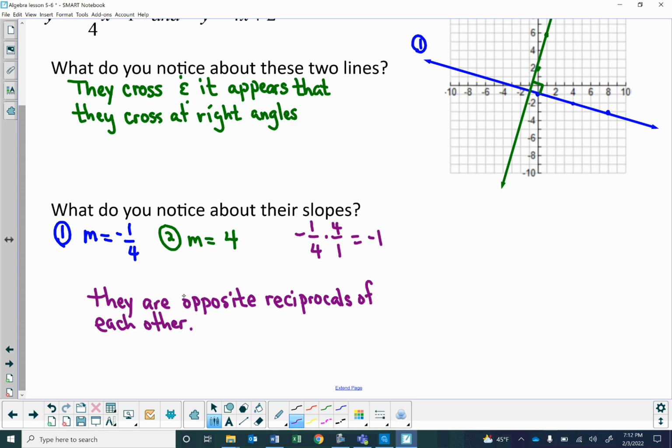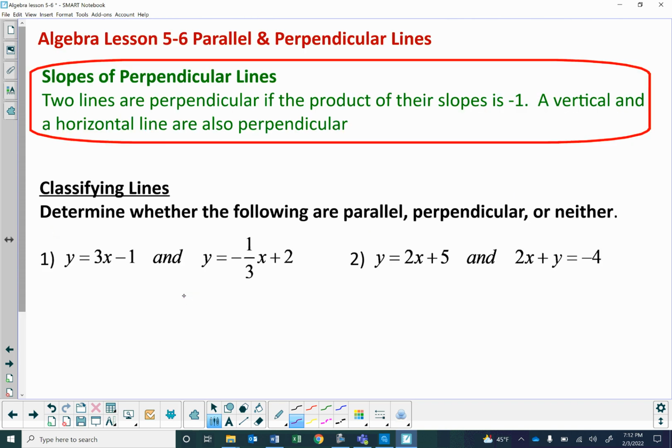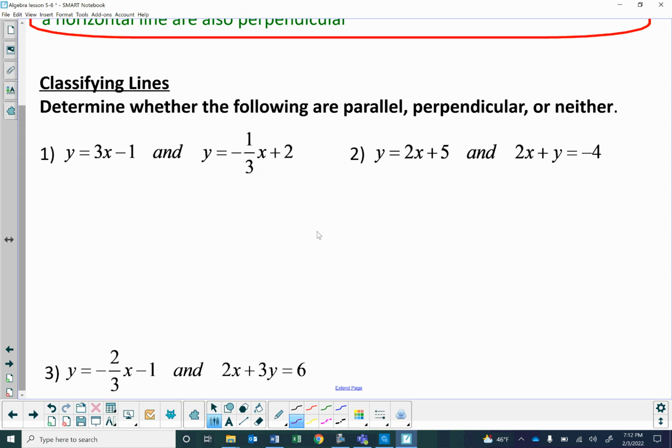This leads to a very, very important concept that deals with perpendicular lines, and that is the slopes of perpendicular lines. If two lines are perpendicular, the product of their slopes is negative 1. A vertical line and a horizontal line are always perpendicular. So we can now classify things. We can be given several lines and we can tell whether or not they're parallel, perpendicular, or neither. So let's take a look at a couple of examples here.